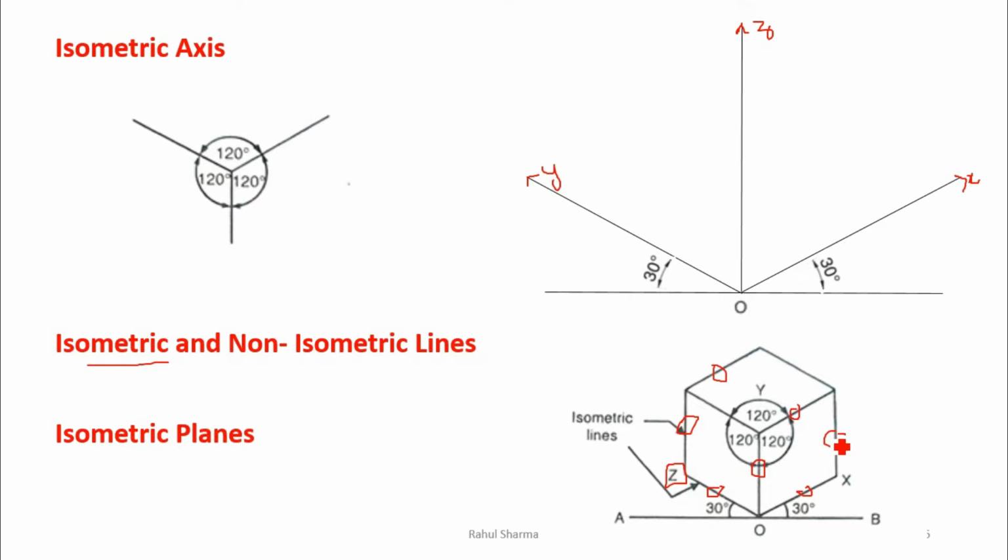Now the next one is isometric planes. It means when we draw a plane between OX and OY. If I say about this plane, it is between OX and OY. So this plane is known as an isometric plane. Similarly, this is an isometric plane, and this is the third isometric plane.